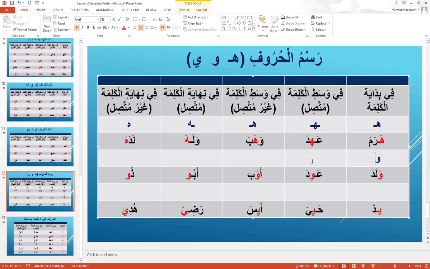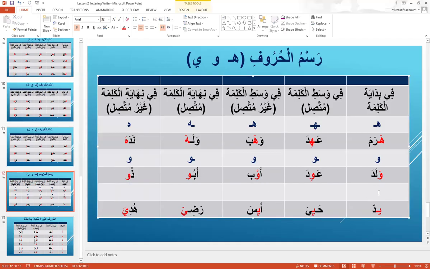Waw in the middle of the word, connected, is going to look like this. Waw in the middle of the word, not connected, is going to look like this. Waw at the end of the word, connected, is going to look like this. Or waw at the end of the word, not connected, is going to look like something like this without any connection. Let's have it down there so that it's going to be overlapping.